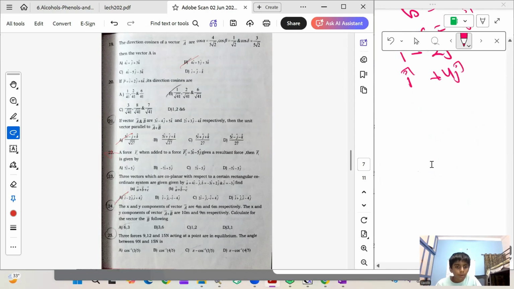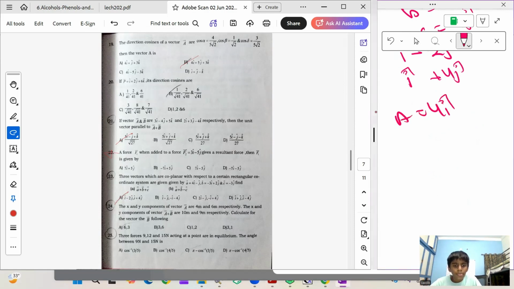The x and y components of vector A are 4 meters and 6 meters respectively. The x and y components for A plus B are 10 and 9. So A is 4i cap plus 6j cap, and A plus B is 10i cap plus 9j cap. So here B would be how much? If we subtract this, 6i cap plus 3j cap.